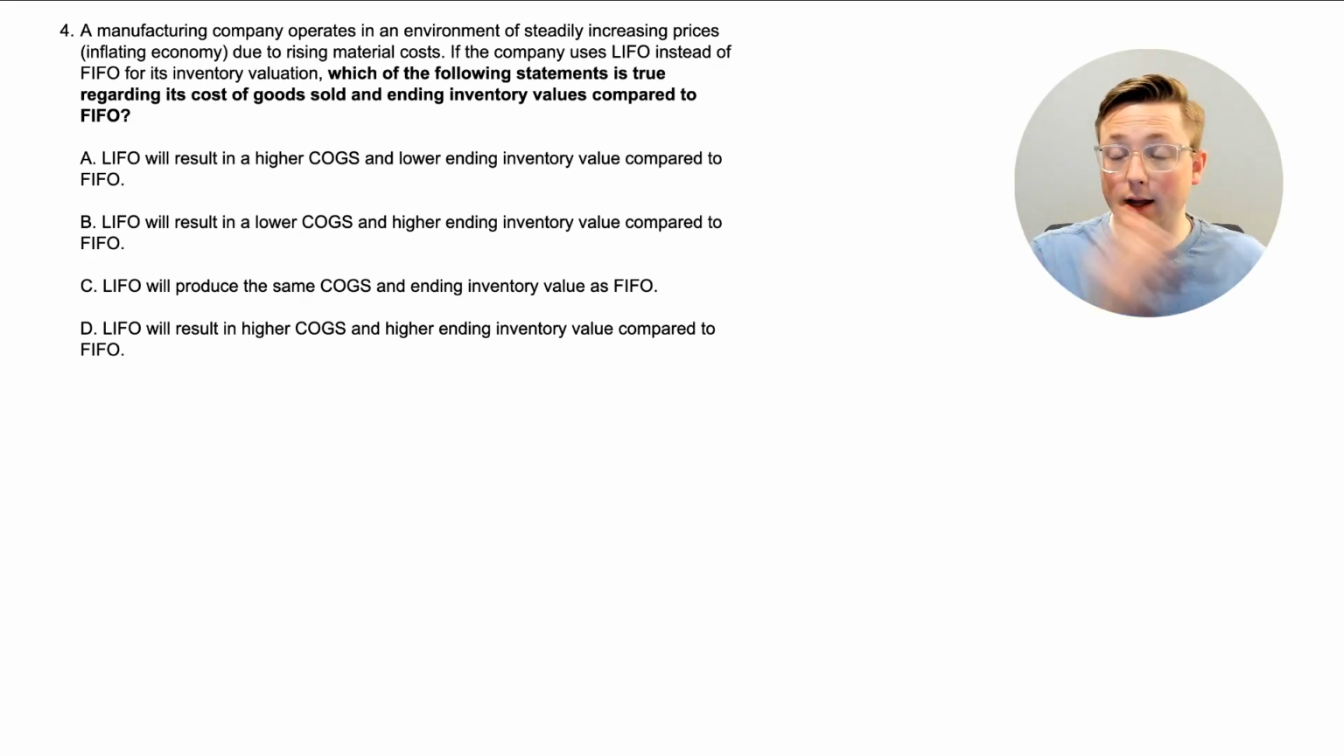So we're comparing LIFO to FIFO. What is the cost of goods sold going to be in a rising economy, the economy where things are costing more? Is LIFO going to have less COGS or higher COGS? Is it going to have higher inventory or lower inventory compared to FIFO? Think about this. Think what LIFO and FIFO are about, and when you're ready, come back, we'll look at it together.